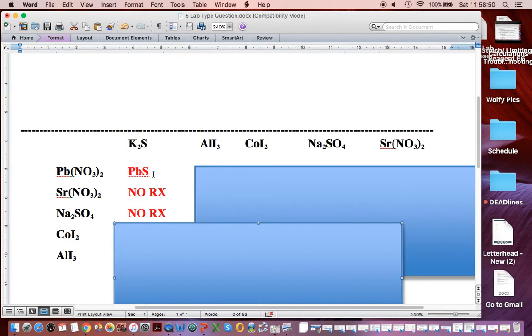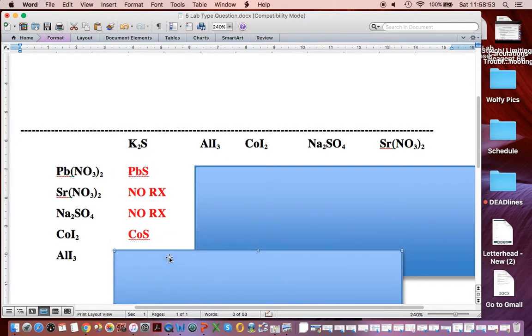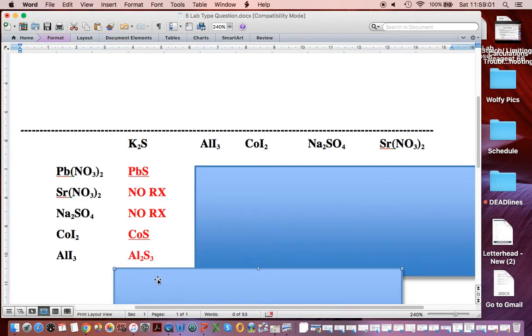And I look up cobalt and sulfide, and I see that that will make a precipitate. K and I, no precipitate. Aluminum sulfide, check it out. It'll make a precipitate. And so I've written the formulas right now because that's going to make it easier for the ionic equations.